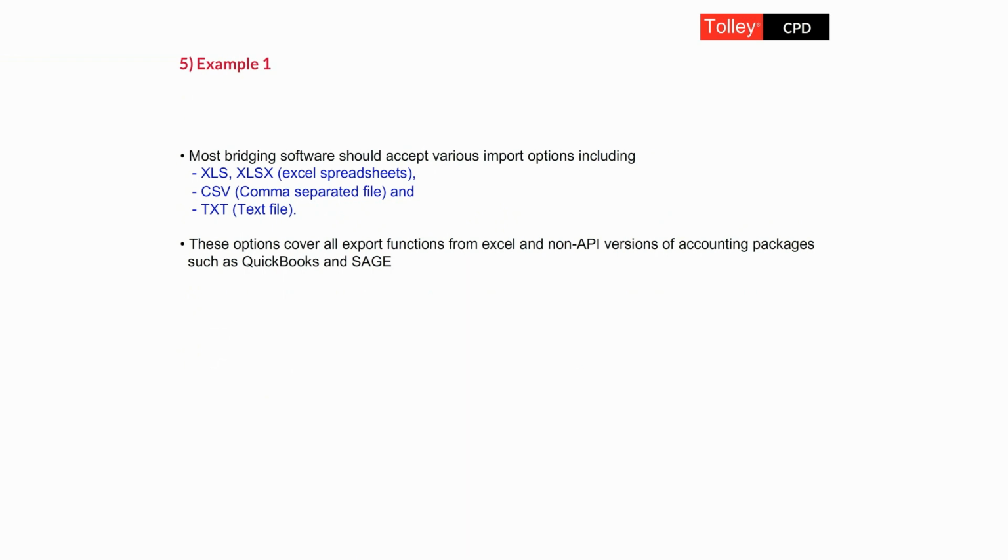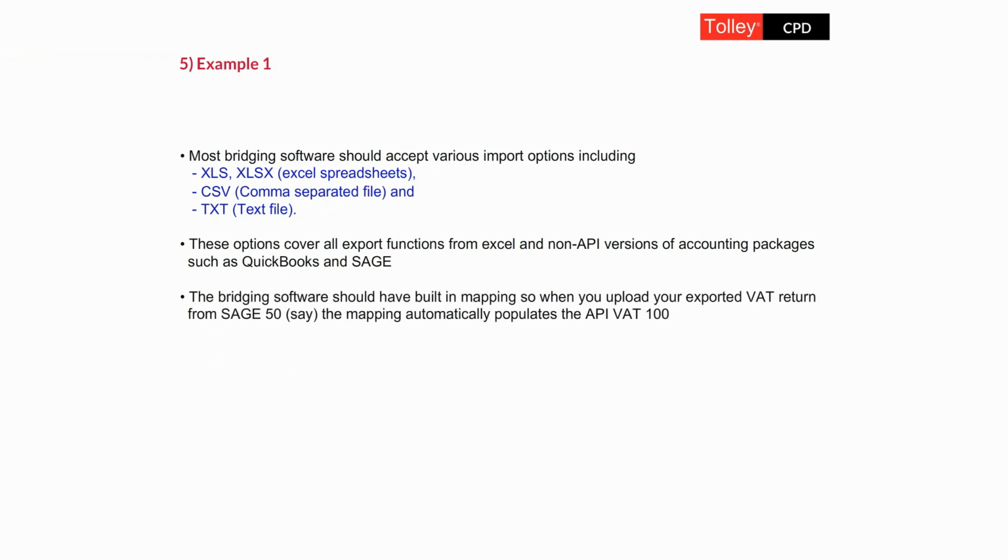So if you have, for example, VT. Now I know VT are developing their own bridging software, but you don't have to use the VT version of it, because any of the bridging software, they should be able to map a standard exported file from the likes of VT or Cashflow. It doesn't matter which software you've got. The bridging software, if it's a decent one, should be able to map standard export functions from any accounting software.